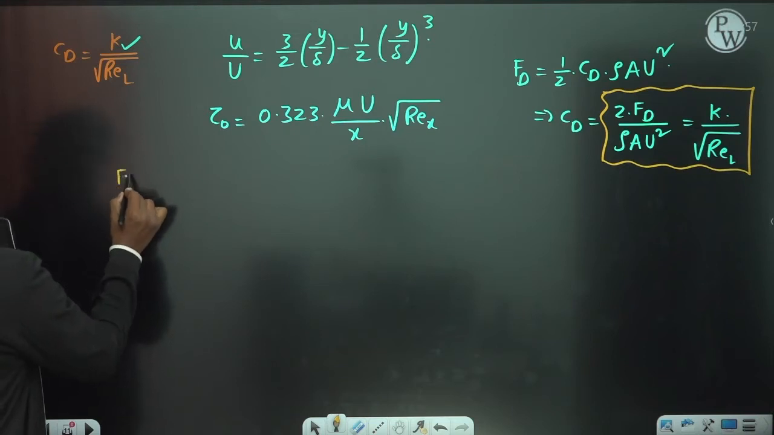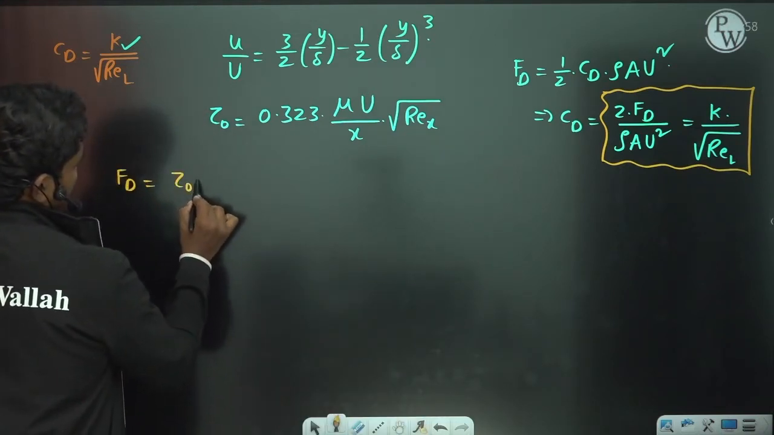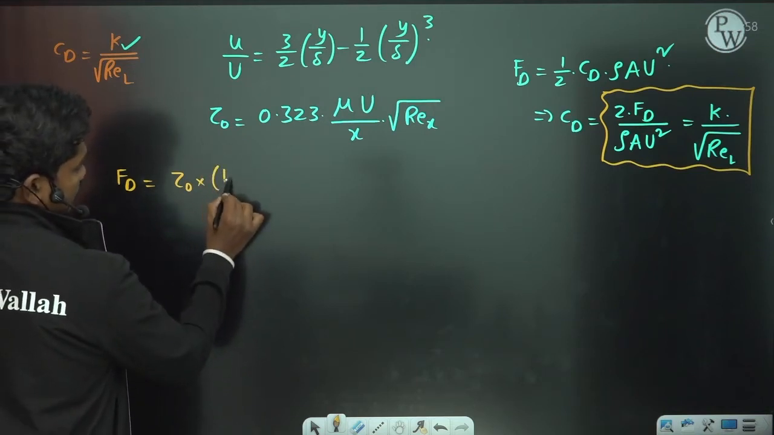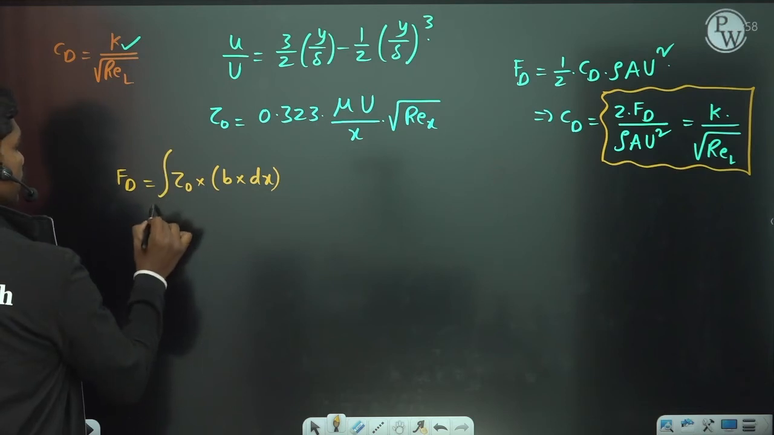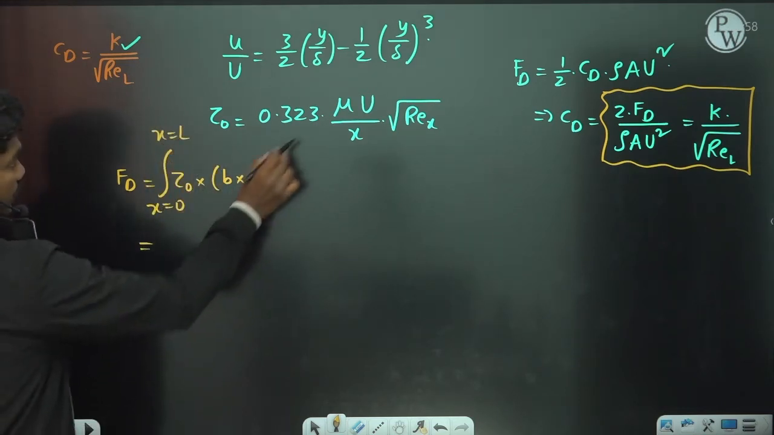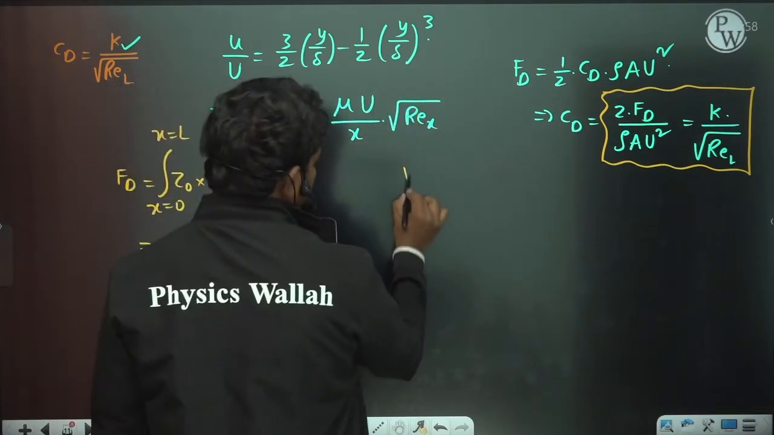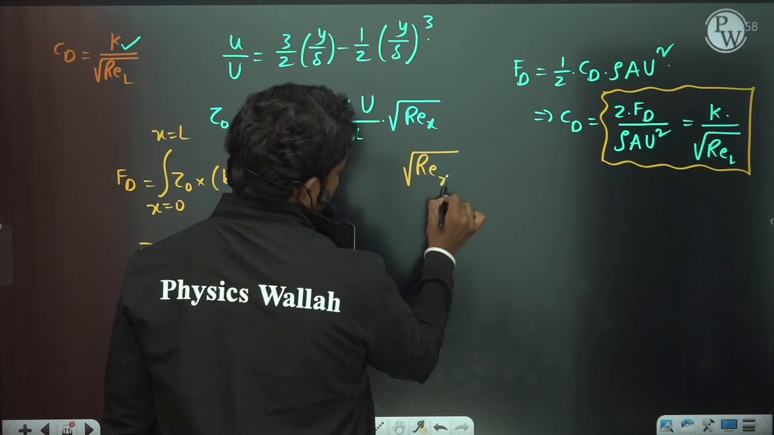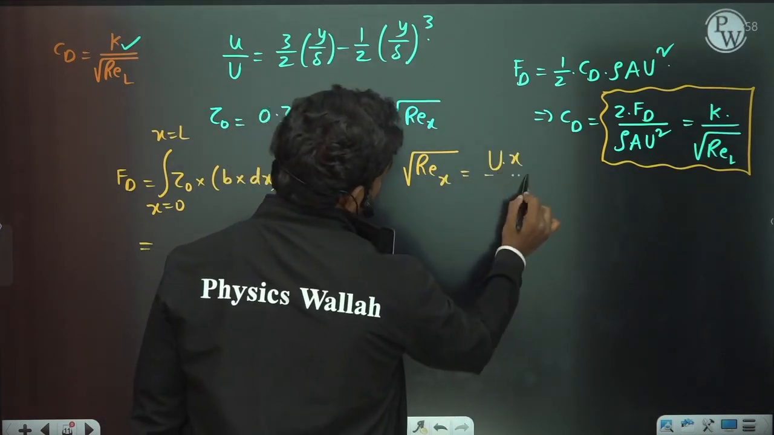FD is equal to the integral from 0 of tau naught, for a small length of the plate with thickness B into dx. This is the shear stress and it can be integrated from 0 to L. Now let us substitute these values. First of all, what is the expression for root Rex? Rex, the Reynolds number at this location, is equal to U x by kinematic viscosity.